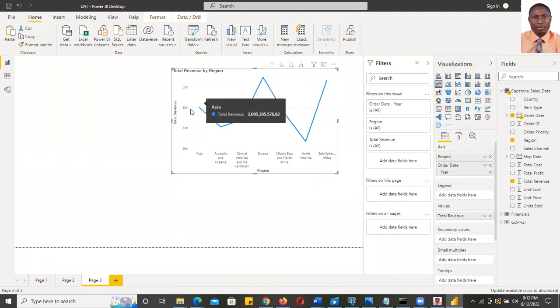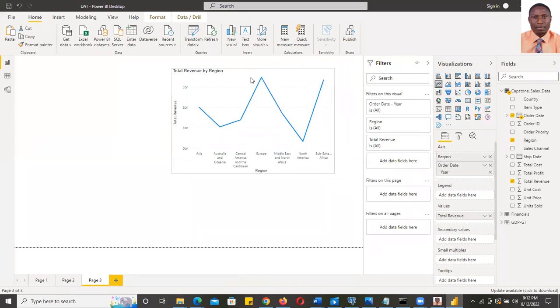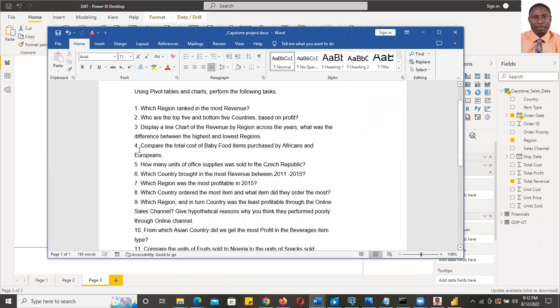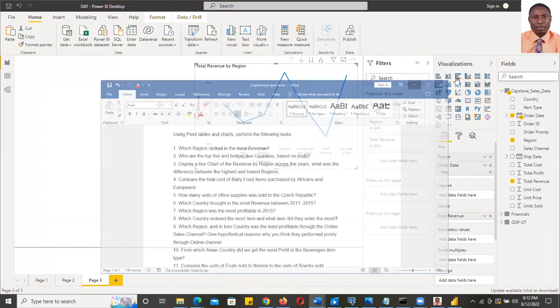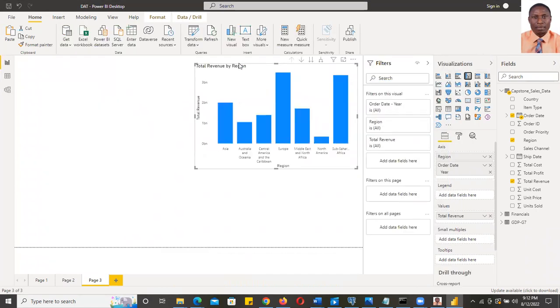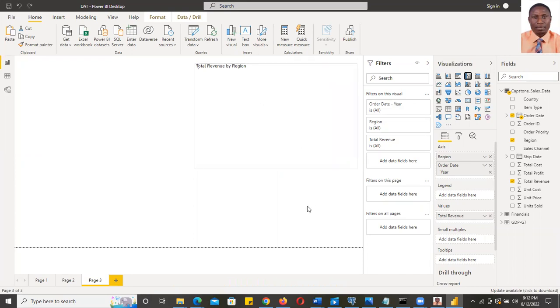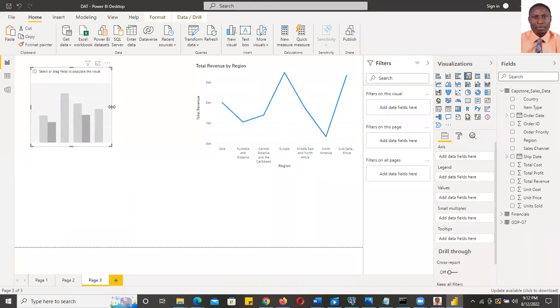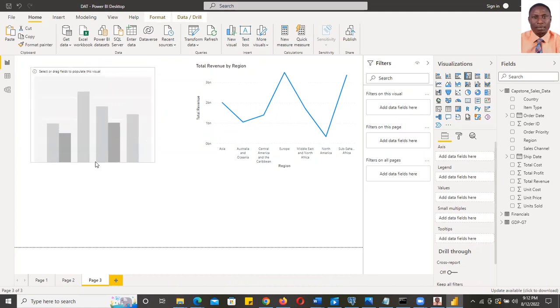Europe minus Asia. Then we write our result. Okay, so the next question. The fourth one says, compare the total cost of baby food items purchased by Africans and Europeans. Baby food items. Okay, so let's use our clustered column chart. Sorry, as I said the other time, we have to deselect the chart we are working with if we need to bring in another one.